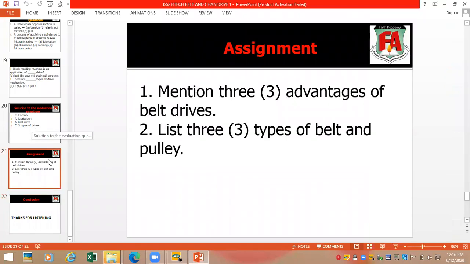Okay. The assignment, quickly, before we call it a day. You are to mention 3 advantages of belt drive. Number 2, you are to list 3 types of belt and pulley. Is that clear? Okay.